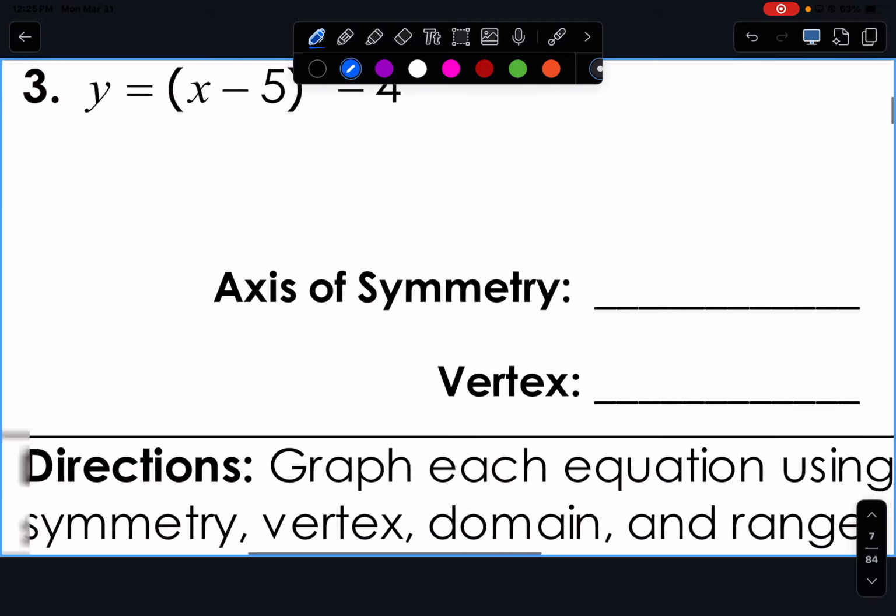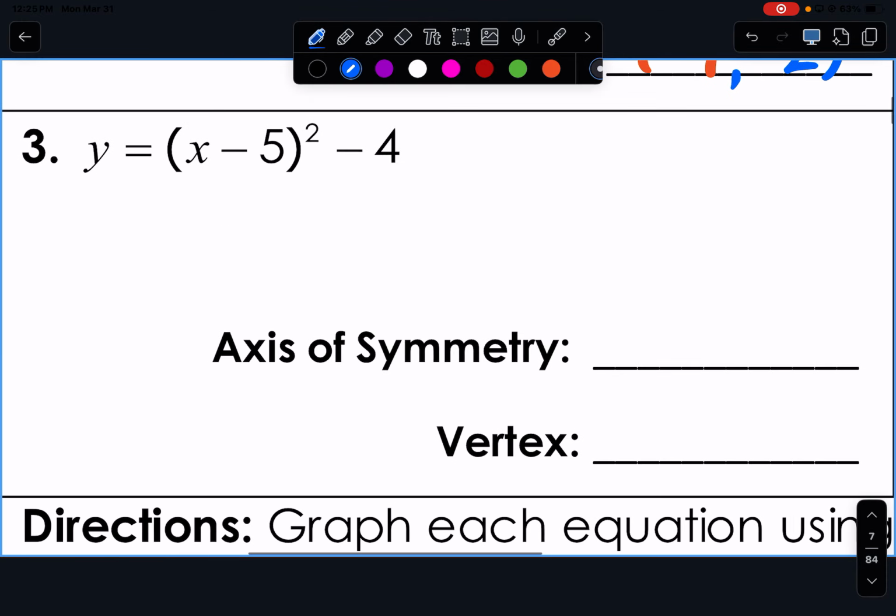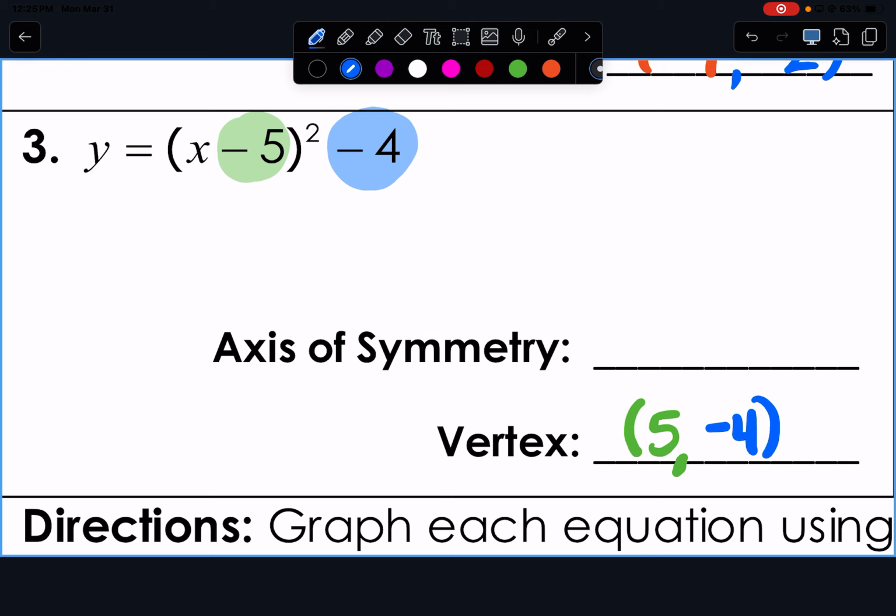All right, let's go ahead and look at number 3. What is the inside transformation? What's going to move our x? To the right 5, and down 4. So what is our vertex going to be? 5, -4. And what's our axis of symmetry? 5.